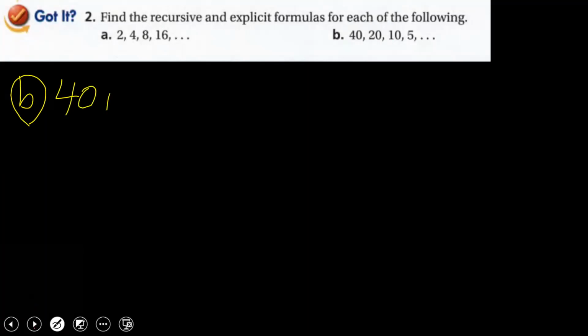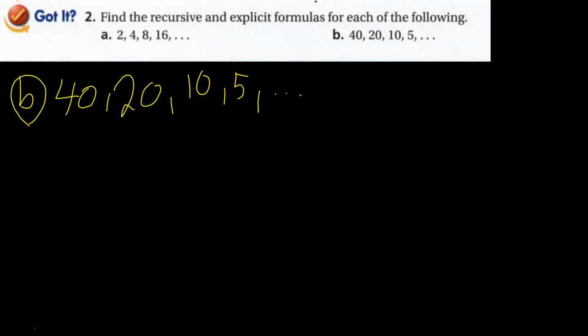Now, find the recursive and the explicit formulas for each of the following. We solved A, let's solve B now. For B, we have 40, 20, 10, 5, and so on. If I need to find the recursive or the explicit, the first thing I have to find is the common ratio. Let's now find the common ratio, which is r.